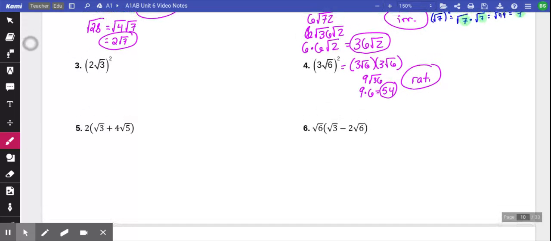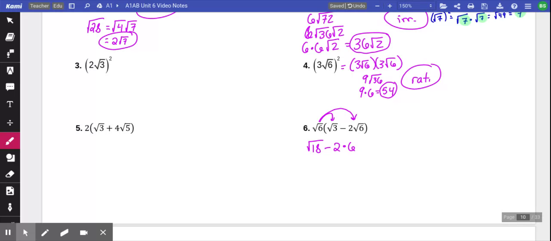Let's take a look at 6. This is some distribution here. Radical 6 is going to multiply to radical 3 and to negative 2 radical 6. Radical 6 times radical 3, we can multiply what's underneath as radical 18 minus 2. And then we can write this if you want. Radical 6 times radical 6 is radical 36, but we just talked about this rule because the radicals are the same, this is just going to turn out to be 6. But you could have written this as radical 6 times radical 6 is radical 36, and then eventually simplified.